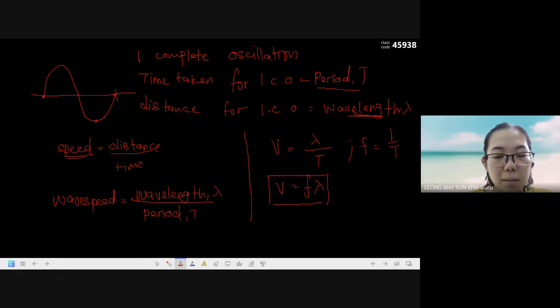This means the speed of the wave for one complete oscillation is the frequency multiplied by the wavelength. So this is how we got wave speed. It's from the definition of speed equals distance over time. I hope you guys are okay with that.